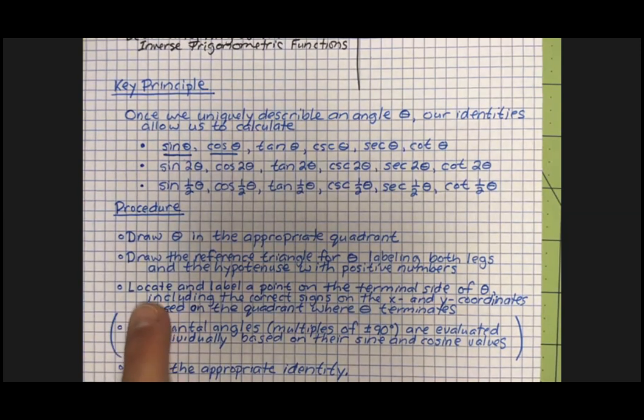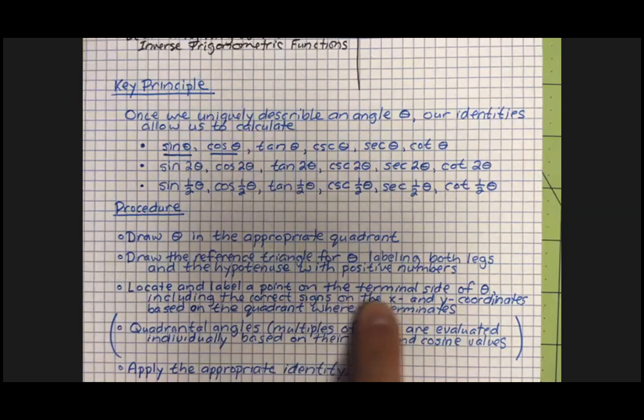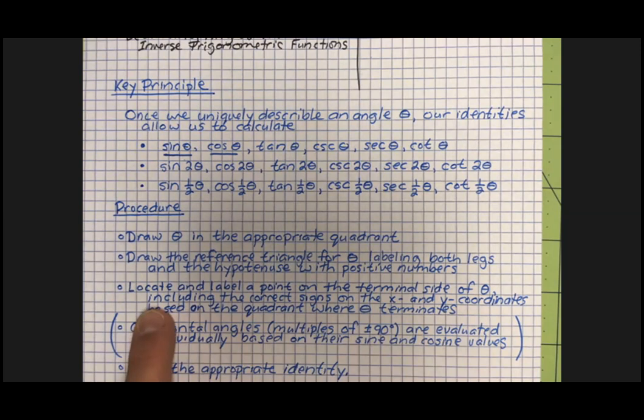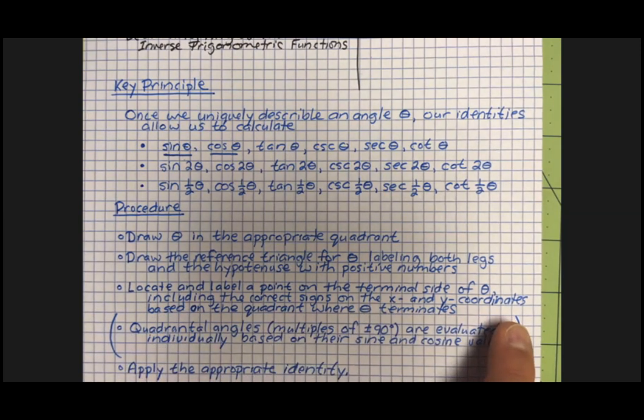Third, locate and label a point on the terminal side of the angle theta. And that you do by including the correct signs for the x and y coordinates. And those signs are based on the quadrant where the angle terminates.